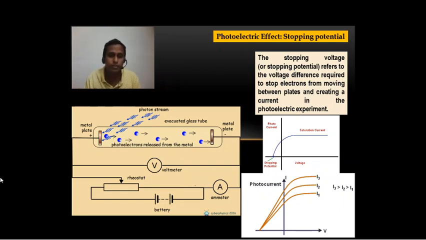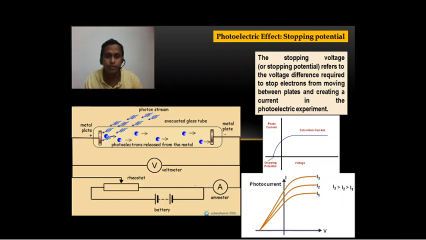Okay, suppose look at this figure. When light or a photon stream falls on this metal surface, electrons are ejected. Then these ejected electrons are collected using this electrode, and they pass through this ammeter. Then there is a current.